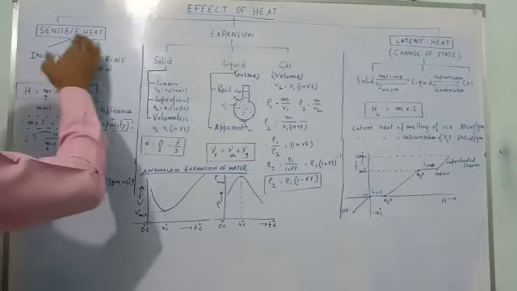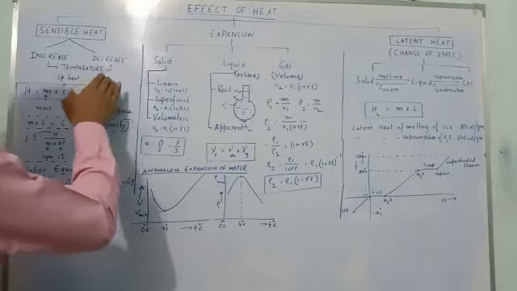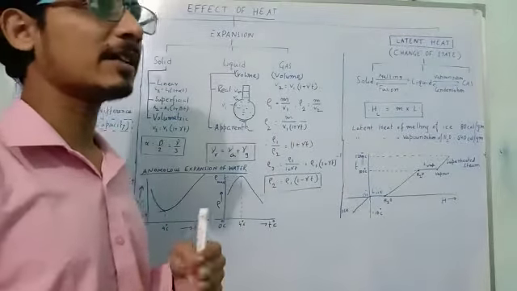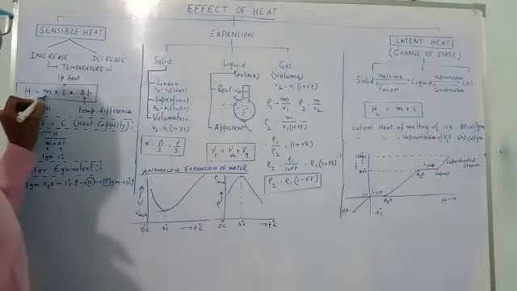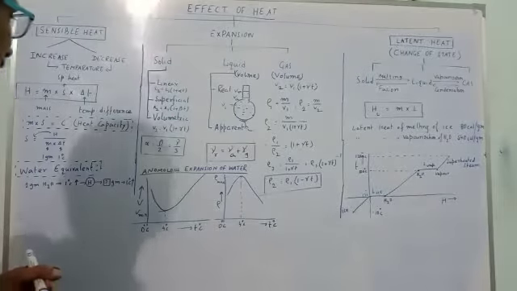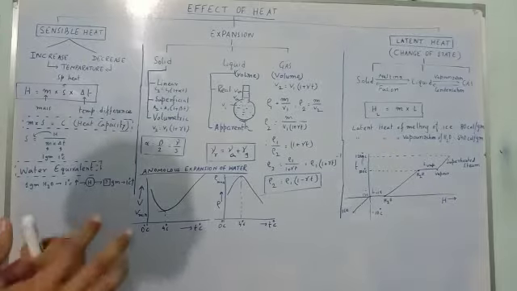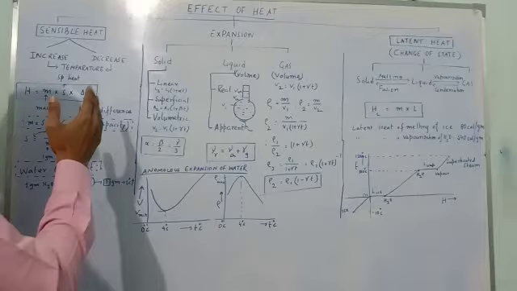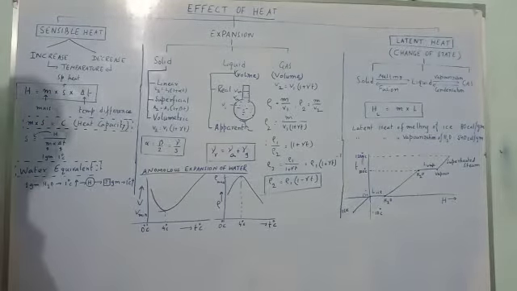That sensible heat results in either an increase or decrease in temperature, and the quantity of heat supplied to any object is equal to m into s into delta T, where m is the mass of the object, s is the specific heat of the object, which depends on the material of the object, and delta T is the difference of temperature.